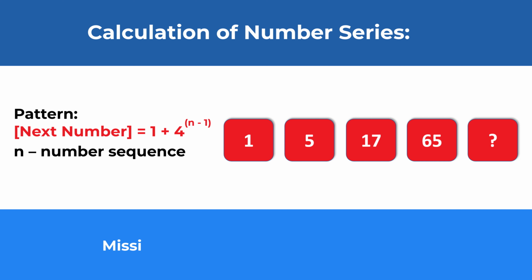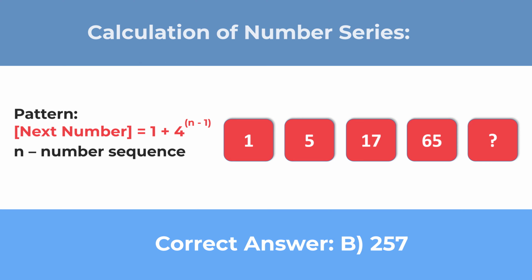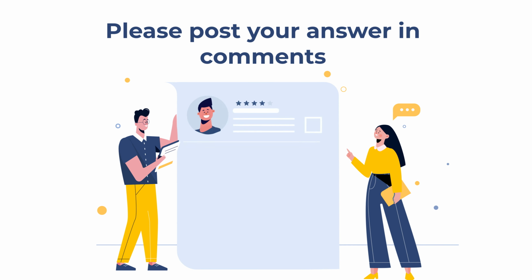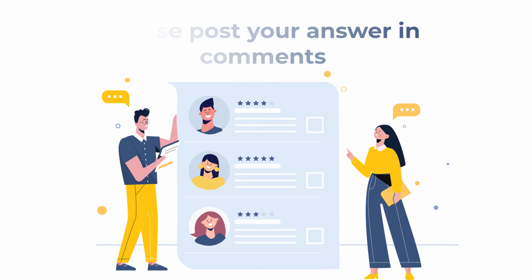And the missing number is calculated as 1 plus 4 in the power of (5 minus 1), which equals 1 plus 256, which equals 257. So the correct choice here is choice B, 257. Hopefully you've nailed this question and now know how to solve similar problems on the test.